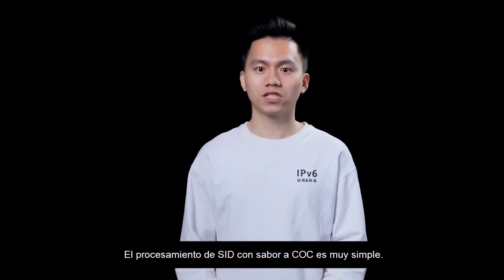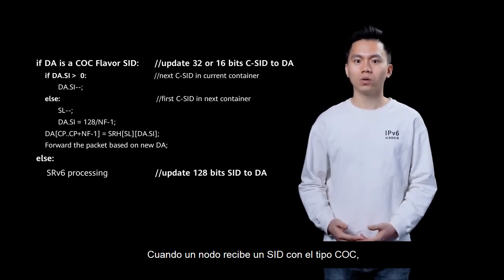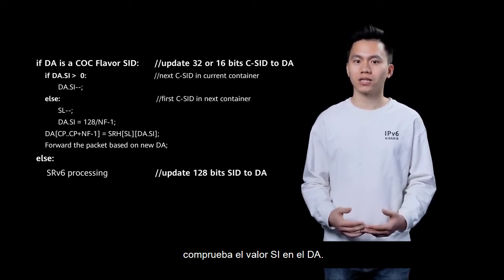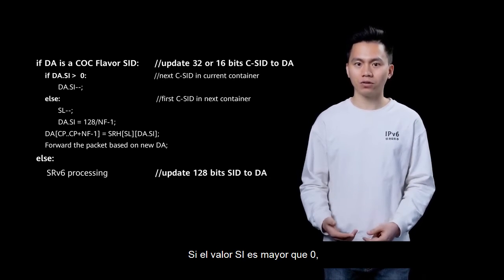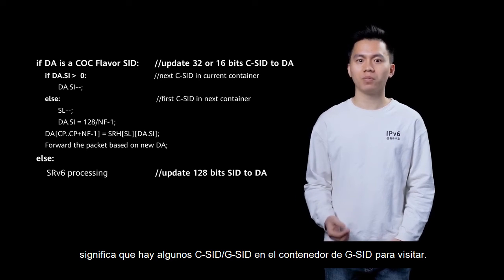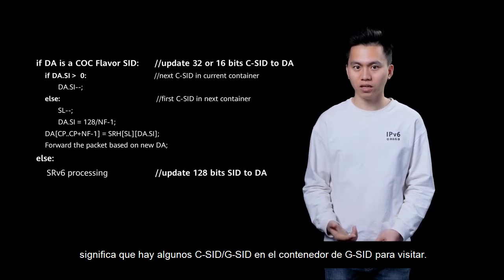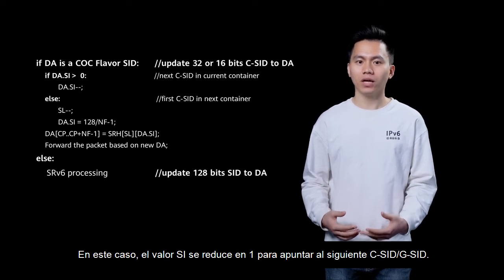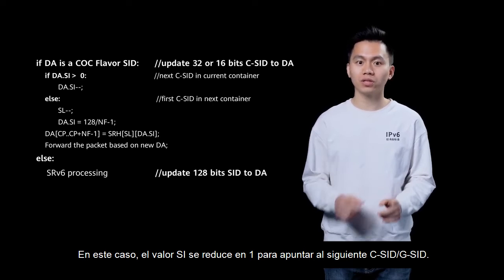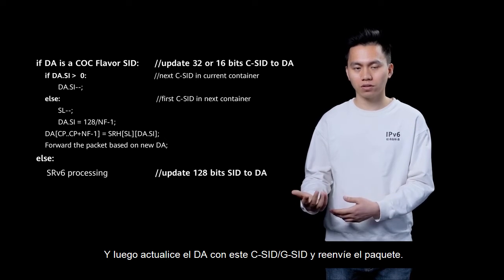The processing of a COC-flavored SID is very simple. When a node receives a SID with a COC flavor, it checks the SI value in the destination address. If the SI value is greater than 0, it means that there are some C-SIDs in the G-SID container to be visited. So in this case, the SI value is decremented by 1 to point to the next C-SID, and then the DA is updated with this C-SID and the packet is forwarded.